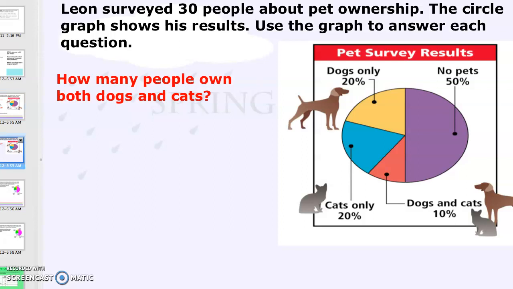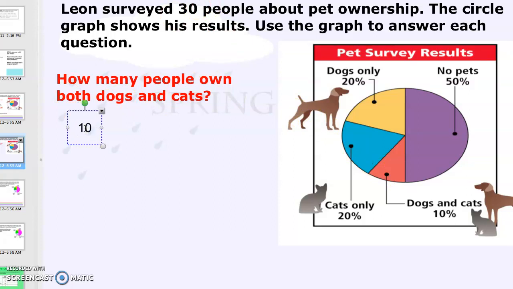We're going to look at another question with the same circle graph and survey. How many people own both dogs and cats? Dogs and cats is 10%. I could just reason about this: if 20% was 6, 10% has to be 3. So I immediately know that 3 people own dogs and cats, but I can also set up a proportion.